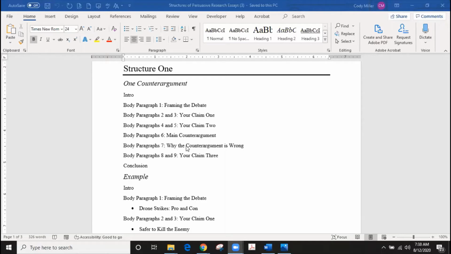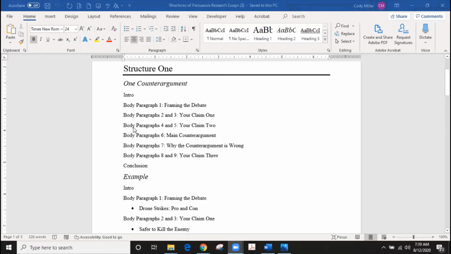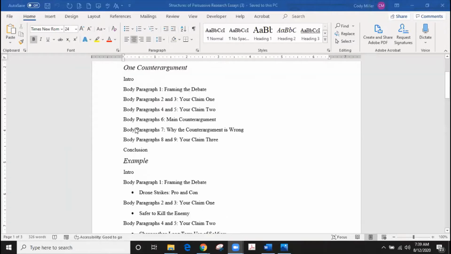So what you'll notice is that structure one walks you through a one counter argument structure, meaning that in body paragraph one, you would frame the debate. You would make sure that we understand both sides of it. And then probably in body paragraphs 2 and 3, you would make your claim and you would provide sources for that claim. And then in body paragraph 4 and 5, you would then make another claim associated with your main topic and your main argument, and you would still provide sources for that.